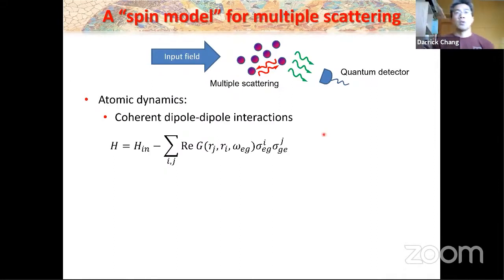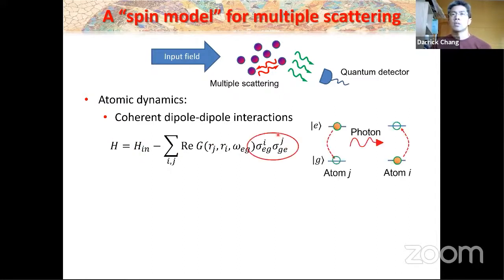So then what one has to do is solve for the dynamics of the atoms. You can imagine that if I write down an equation of motion for the atoms, they will be driven by the light. But then according to my previous slide, the light can be expressed simply in terms of the other atoms alone. So the atomic dynamics you can derive from an effective Hamiltonian, which describes some input field, and also dipole-dipole interactions between atoms. The form of the interaction is pretty natural. It's an exchange type interaction where one atom can de-excite and another atom can excite, physically mediated by a propagating photon.